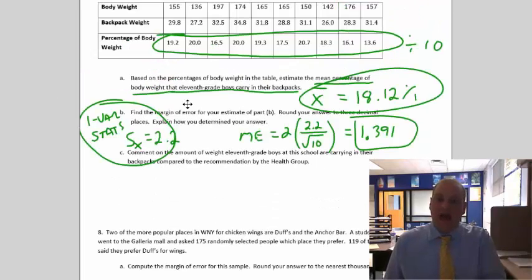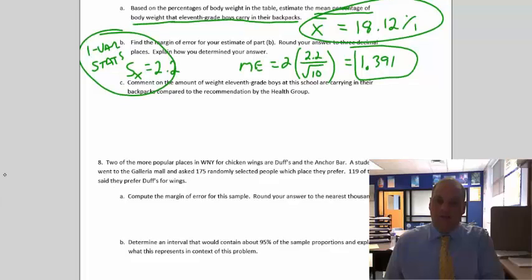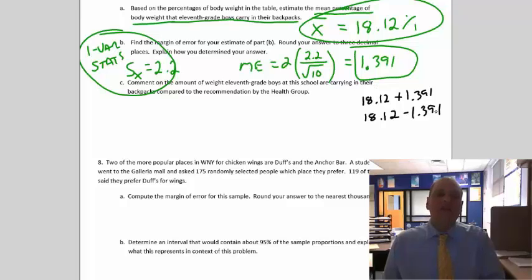All right? Comment on the amount of weight 11th grade boys are carrying. Let's comment on that. Well, if you get your interval, let's do an interval first. So let's do 18.12 plus the margin of error, and let's do 18.12 minus the margin of error. So even if we subtract the margin of error, it comes out to be 16.729. It's 16.729 to the high end of 19.511%. This is percentage of body weight.